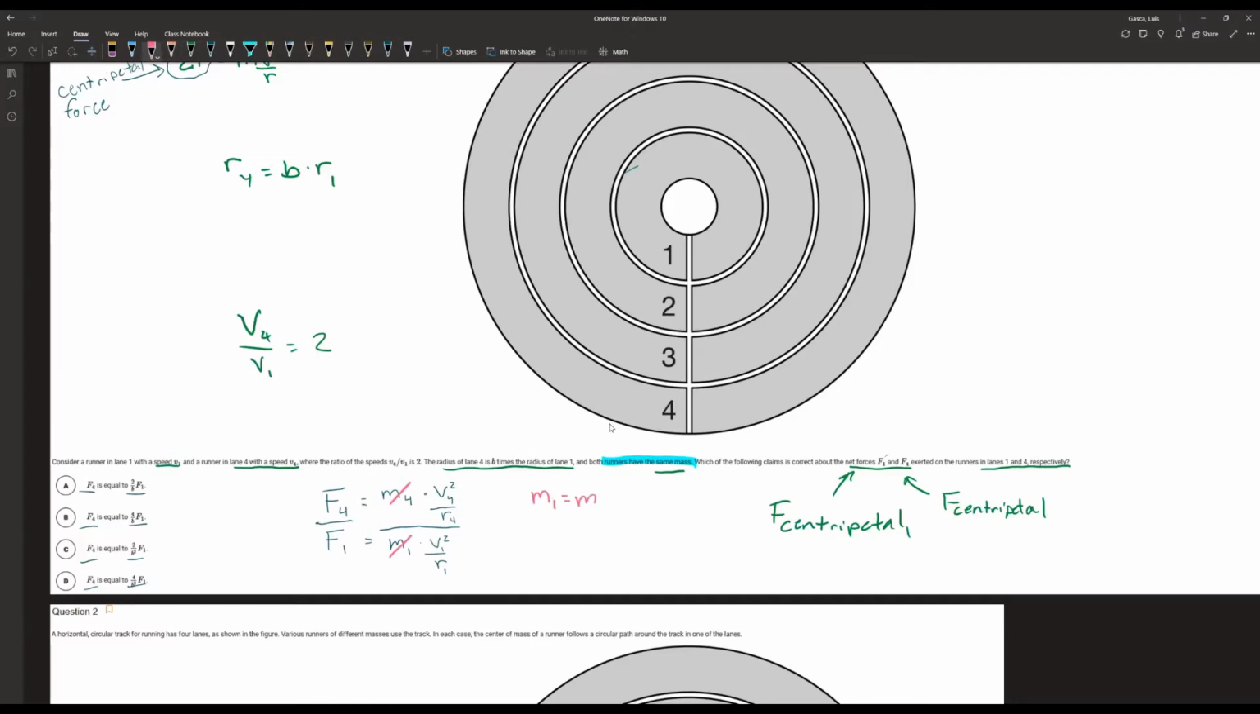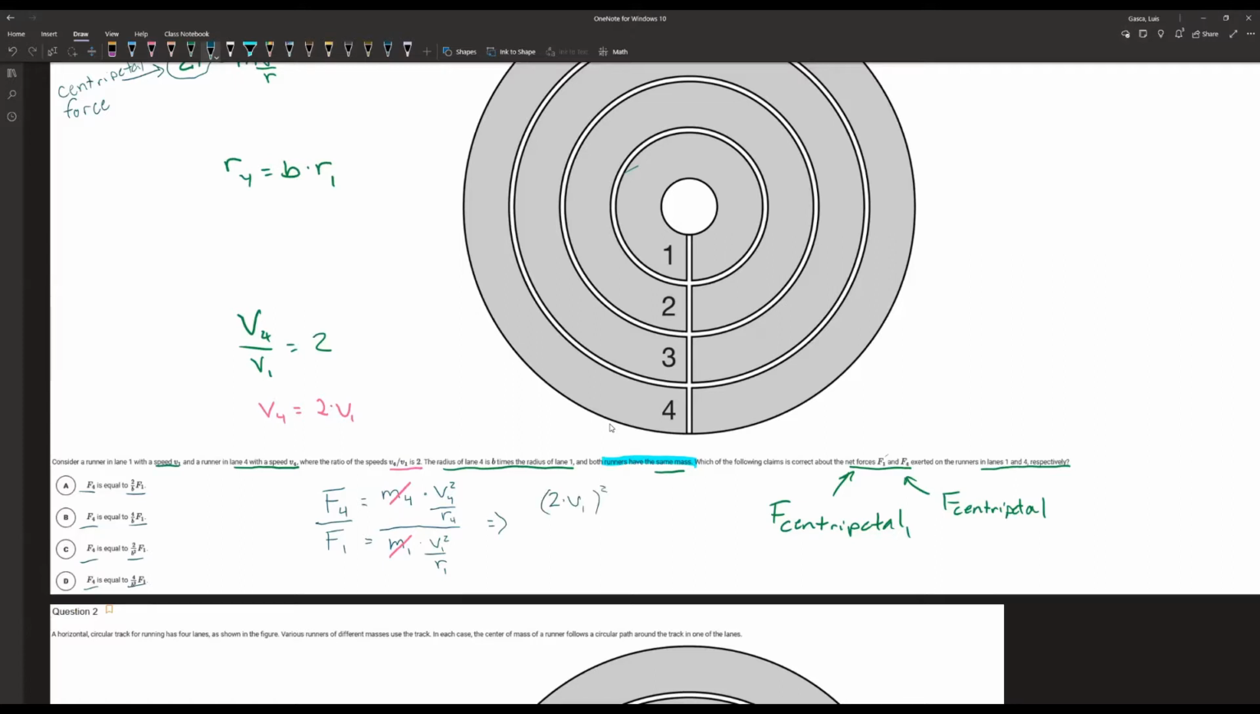M1 equals M4. And then on top of that, we were told that the ratio of V4 over V1 is 2. So let's go ahead and say V4 is really 2 times V1, and we're going to substitute that in here. And so we start to get this expression, and I'm going to move this guy over because it's in the way. And we're going to get 2 times V1, and we need to square that monster.